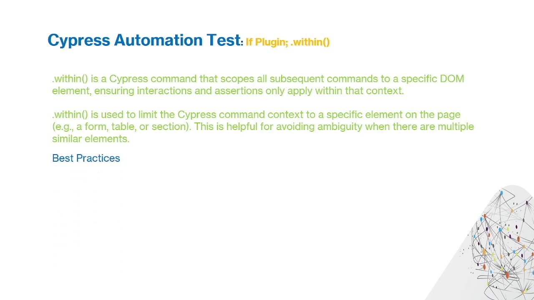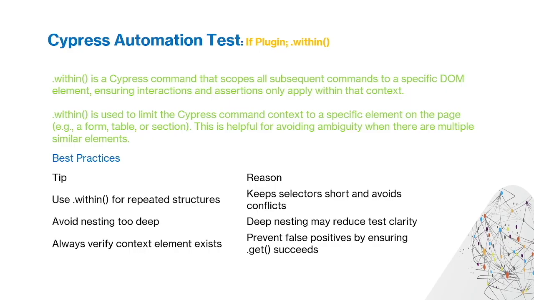Best practice. Use within for repeated structure. Keep selectors short and avoid conflicts. Avoid nesting too deep. Deep nesting may reduce test clarity. Always verify the parent element exists. Prevent false positives by ensuring get succeeds.